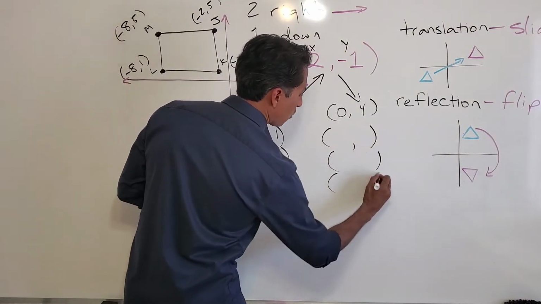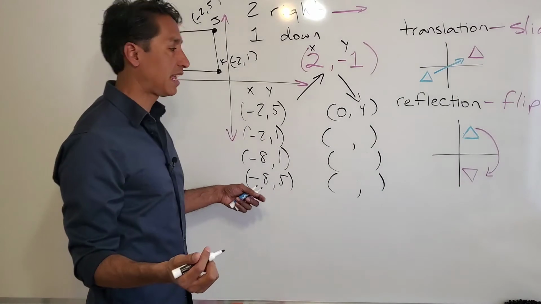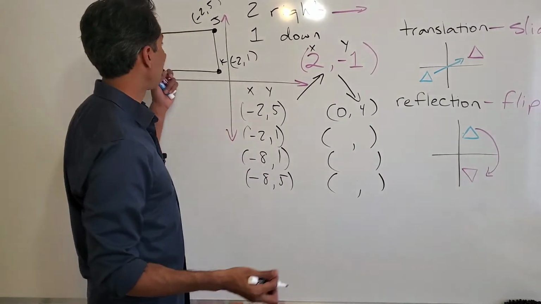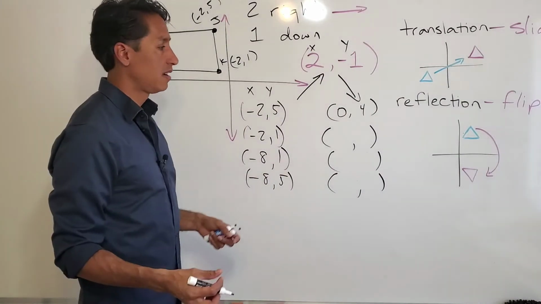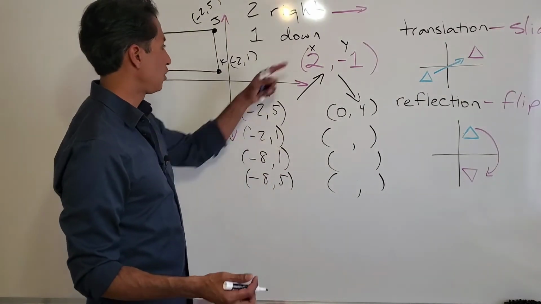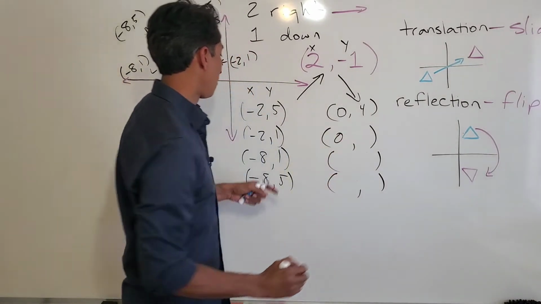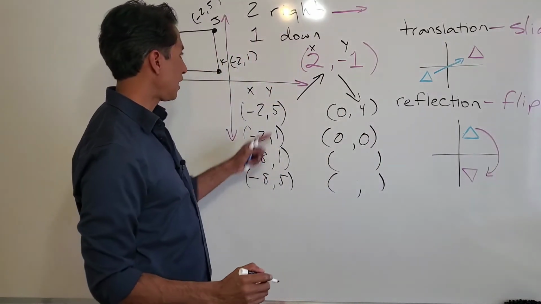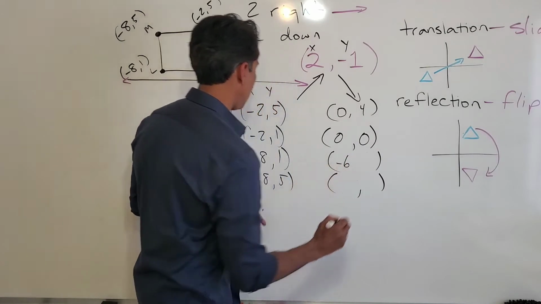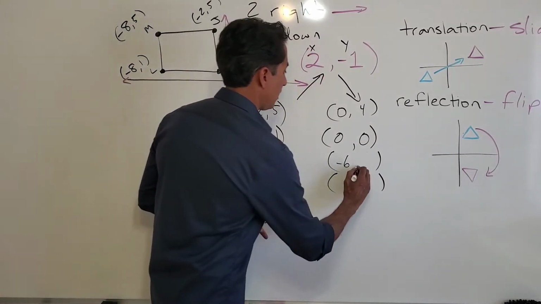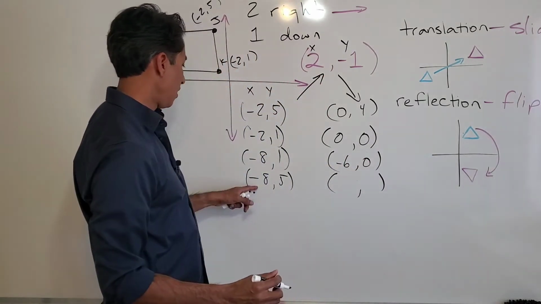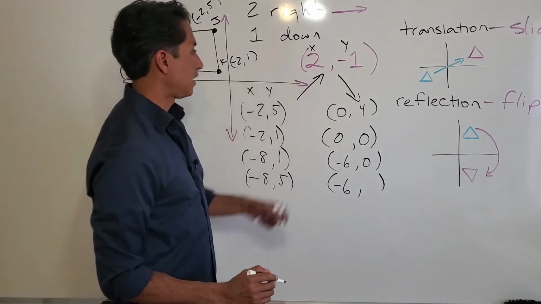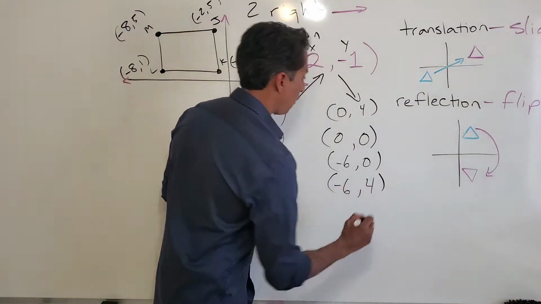So at this point, if you think you understand it, pause the video, do the rest of these and see what you get as to where the image would end up. I'm going to keep on working. -2 + 2 is another 0. 1 - 1 is a 0. -8 + 2 is -6. 1 - 1 is 0. -8 + 2 is -6. 5 - 1 is 4.